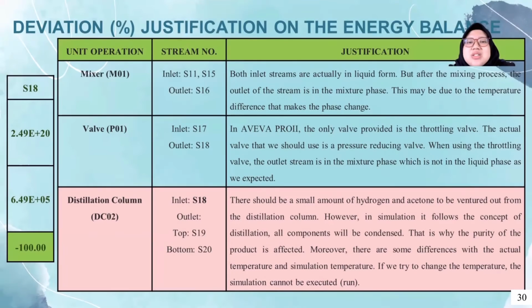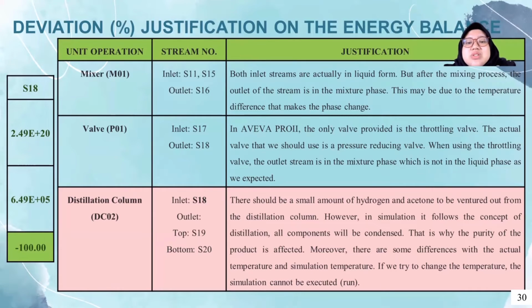The high deviation in stream 18 is because of the distillation column. There should be a small amount of hydrogen and also acetone to be vented out from the distillation column. However, in simulation, it follows the concept of a distillation column. All components will be condensed. So that is why the purity of the product is affected.